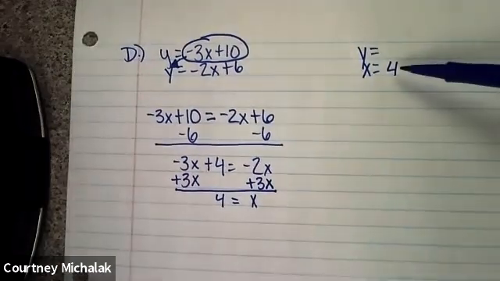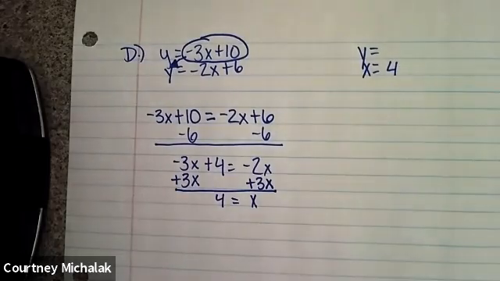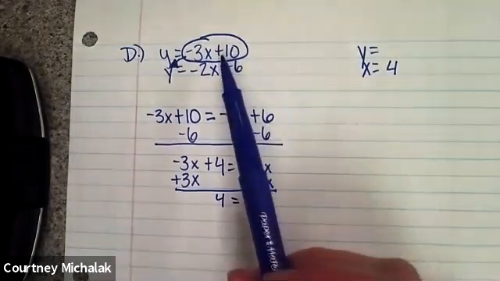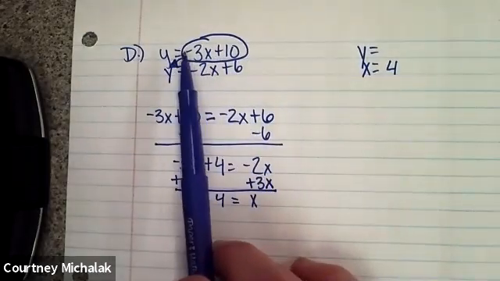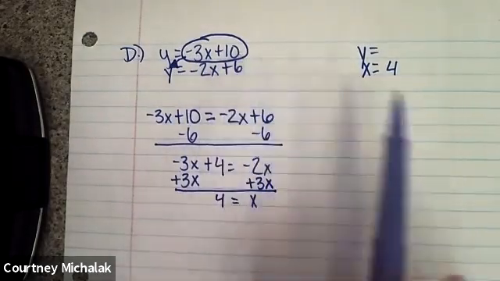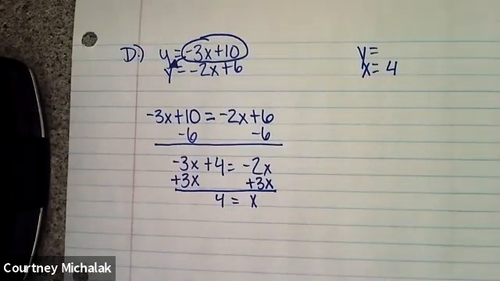Well, as you can see, I still do not know the y value that I need. So I need to go back and find out what that y value is. How do I do that? Well, I know that y equals -3 times x plus 10, and I know that x is 4. So I can take that x equals 4 and substitute it in.